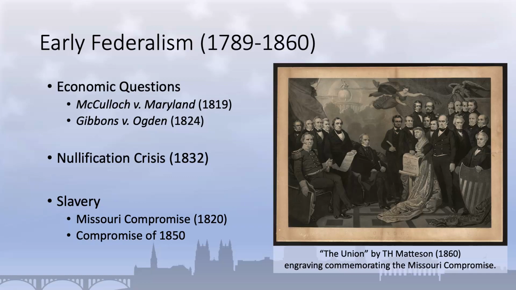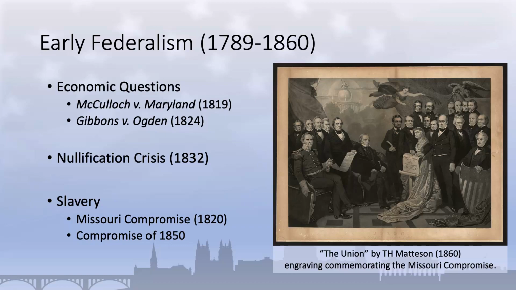The Missouri Compromise of 1820 was a legislative agreement that aimed to resolve the contentious issue of slavery in the United States. At the time, there were 11 free states and 11 slaveholding states, and the admission of Missouri as a slaveholding state threatened to upset the delicate balance of power in Congress.